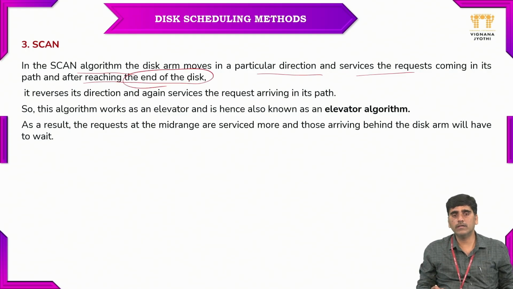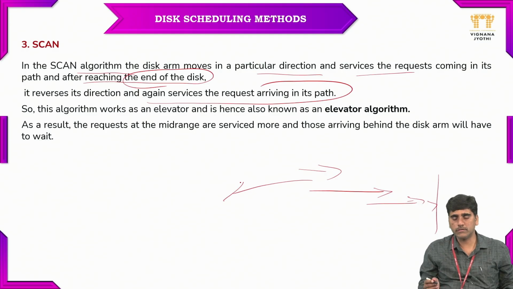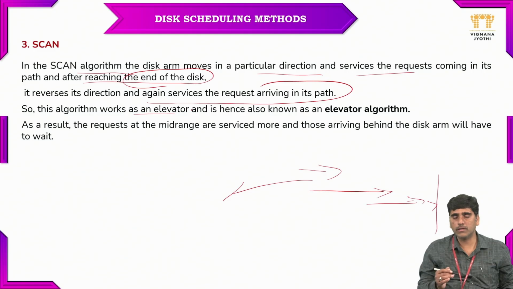So here in the SCAN algorithm, the disk arm moves in a particular direction and services the requests coming in its path, reaching the end of the disk, and it reverses its direction and again services the requests arriving in its path. It goes in a particular direction, and it takes the same reverse direction also. So this algorithm works as an elevator.